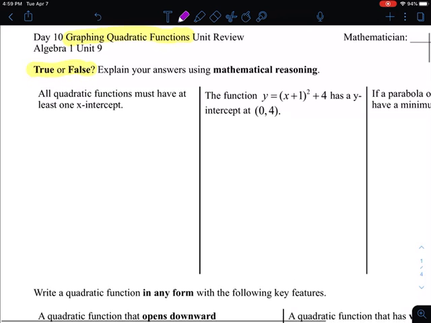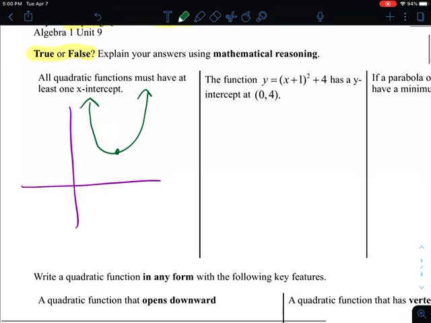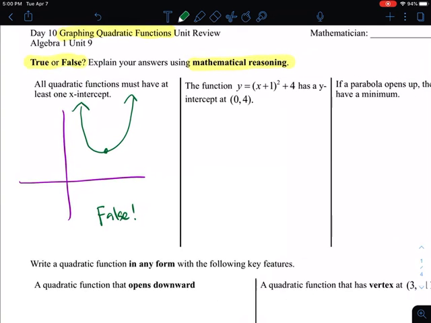Now for this type of question, generally it might be nice to draw a picture. So here is my axis. Then you want to ask yourself, can I draw a parabola or a quadratic function that does not have an x-intercept? I think in this case, the answer is yes. For example, if you draw something like this, here's a parabola, but this of course does not have any x-intercepts because it doesn't hit the x-axis. So in this case, our answer will be false. And here it says to explain your answer using reasoning, and you can just draw a picture. So it's false because here's a parabola that does not have any x-intercepts.